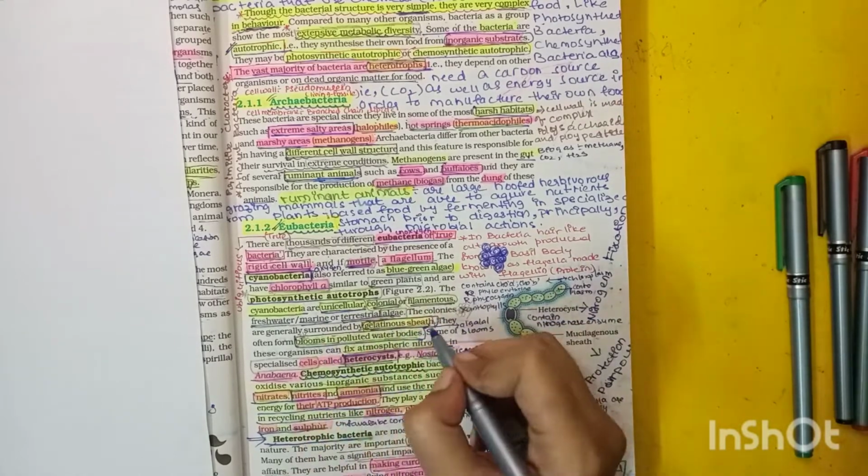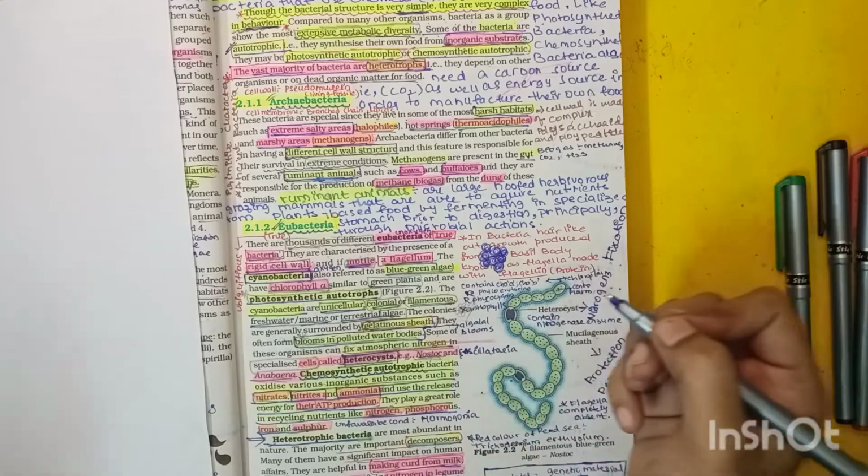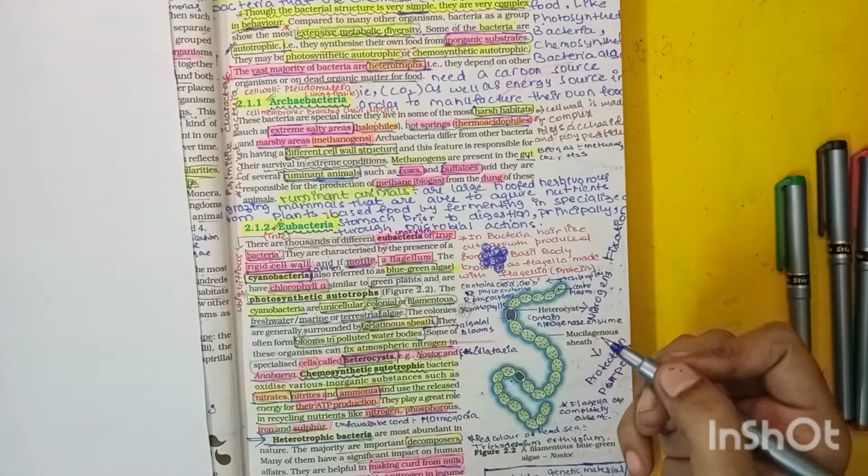The colonies are generally surrounded by a gelatinous sheath.